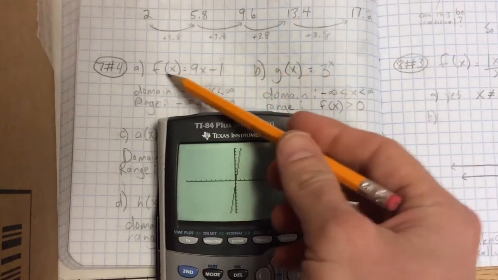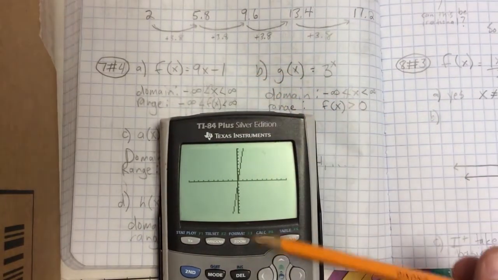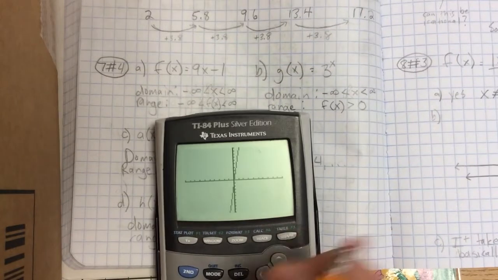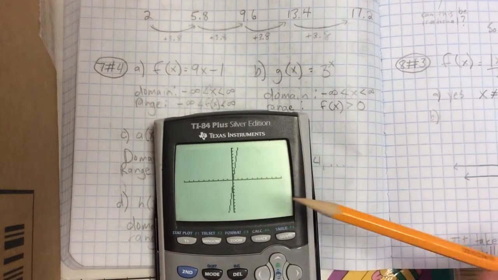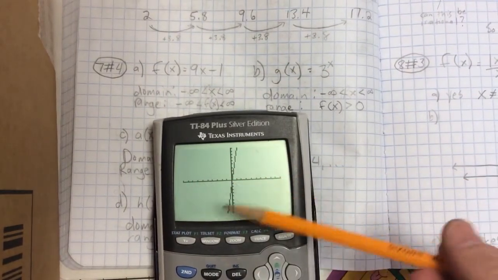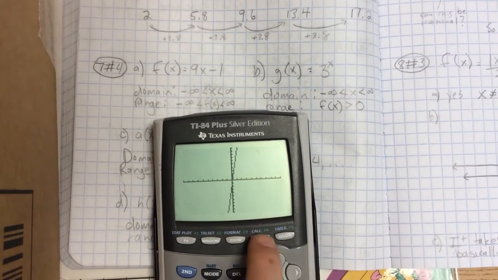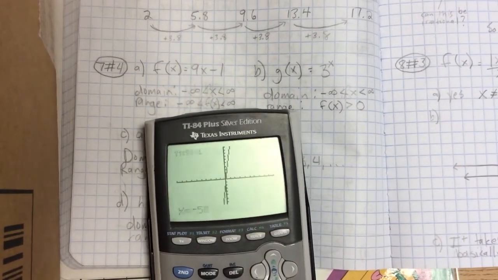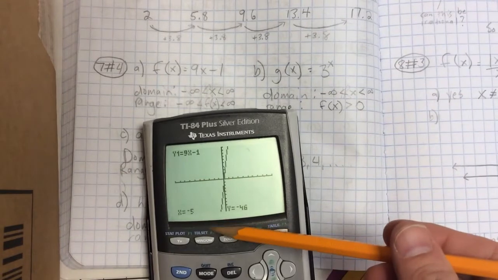Okay, so this function f of x equals 9x minus 1, when you graph that, I put it in here and graphed it, that's just a line. Now, if we think about what we could put in for inputs, if we hit trace, we could put in -5, hit enter. It's going to tell us that that's at -46.